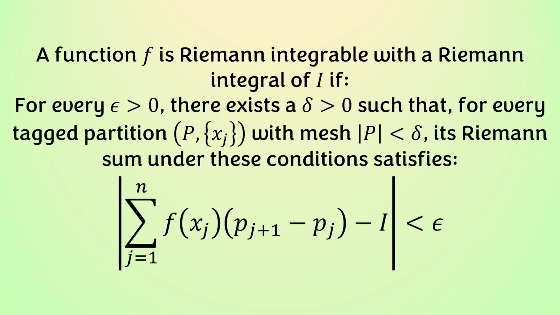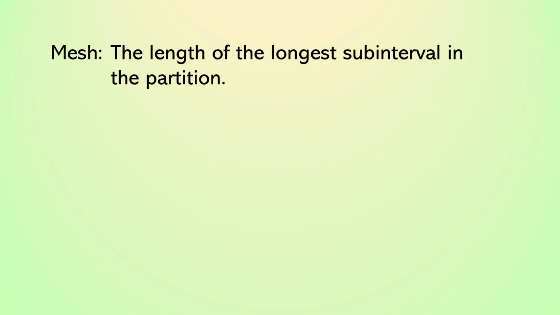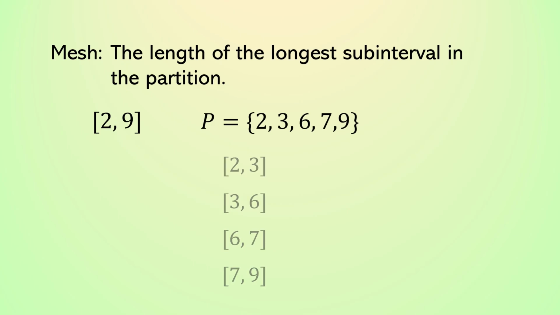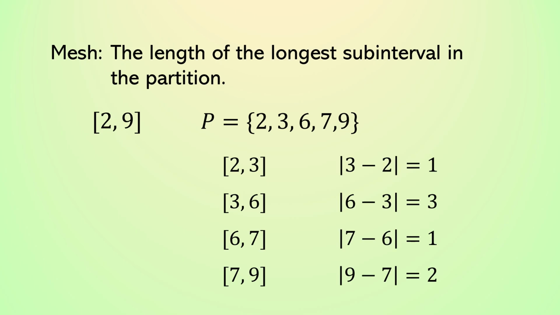However, there's a lot of complicated stuff going on here as well, so let's unpack that too, starting off by looking at what this term mesh means. A mesh is ultimately just the length of the longest subinterval in a partition. By taking another look at the example we had before, by applying this partition to the interval 2, 9, this led to these subintervals, and then we can work out the lengths of each of those subintervals by working out the gap between the bounds, which would lead to these numbers here.